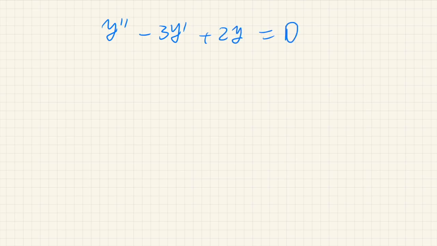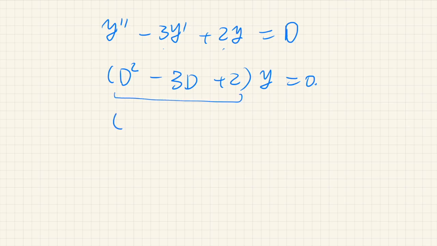Consider this differential equation: y double prime minus 3y prime plus 2y equal to 0. So this is a homogeneous linear differential equation with constant coefficients. And this equation can be rewritten in this form. So d is the differential operator, and d squared minus 3d plus 2 applied to y equal to 0. So let's factorize this differential operator. So we have d minus 1 and d minus 2 applied to y equal to 0.